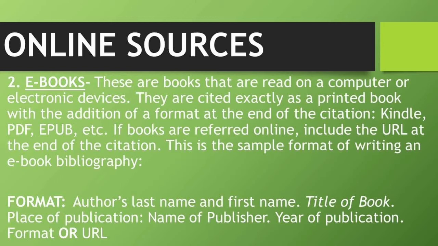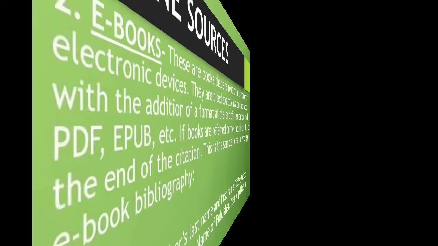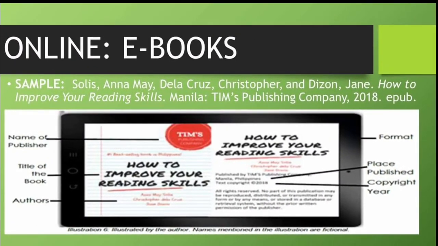First is the author's last name and first name, followed by the title of the book, place of publication, name of publisher, year of publication, and lastly, for the format is the URL. And we have the example here.